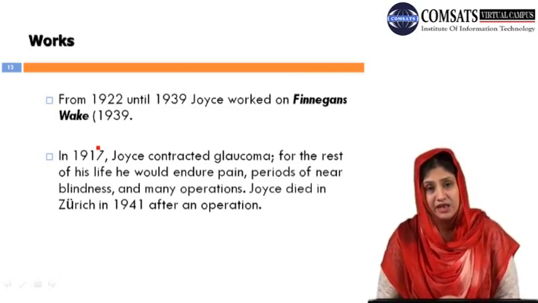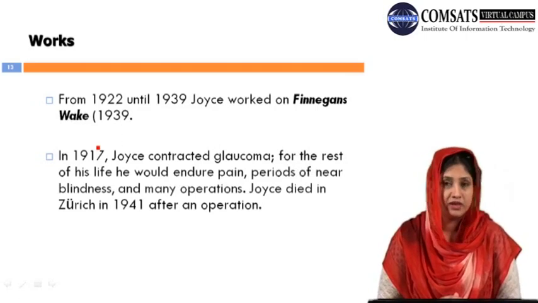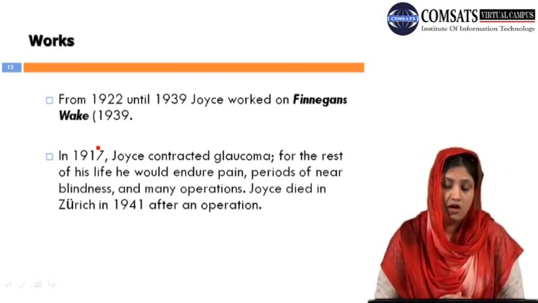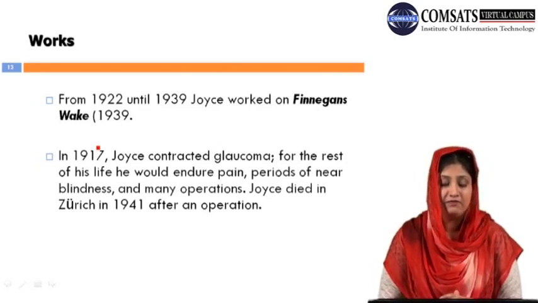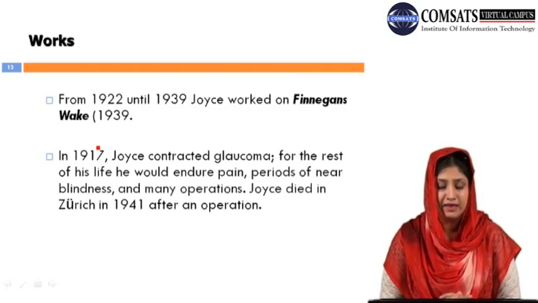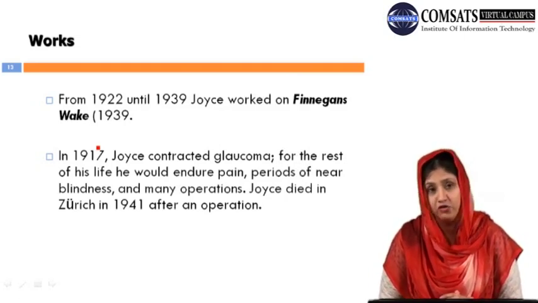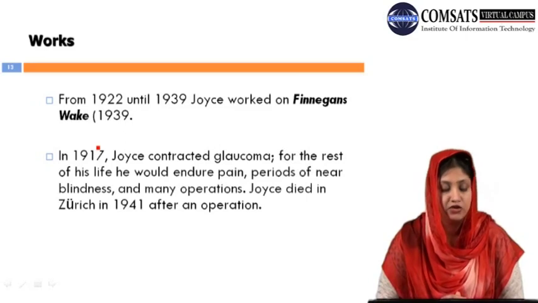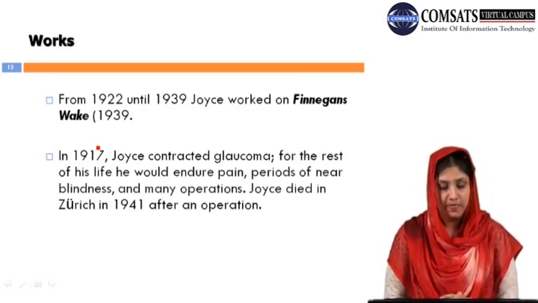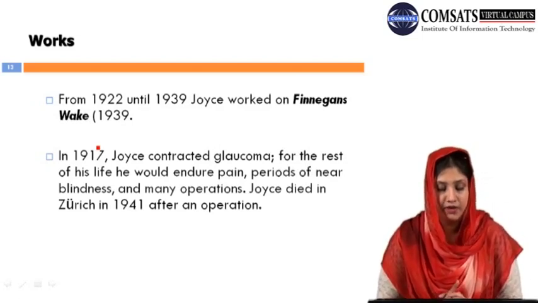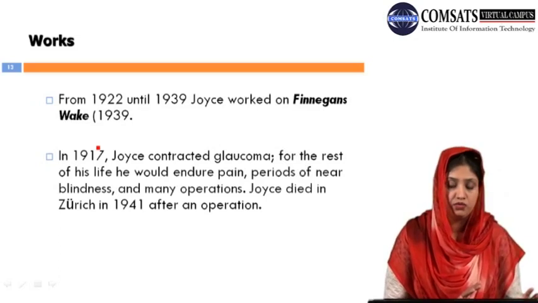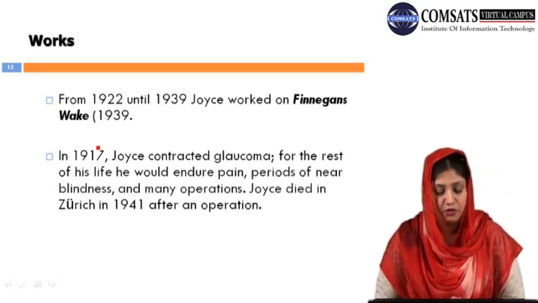However, in 1917, we see that Joyce contracted a disease known as glaucoma, and for the rest of his life, he would endure pain, periods of near blindness and many operations, and eventually Joyce died in Zurich in 1941 after an operation. So altogether his lifespan is from 1882 to 1941.